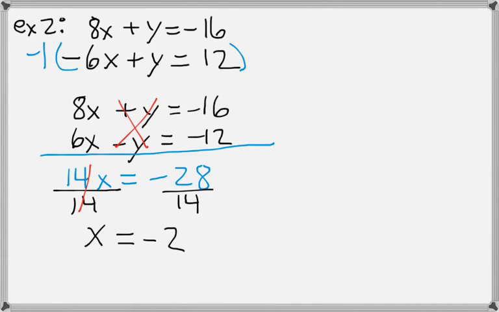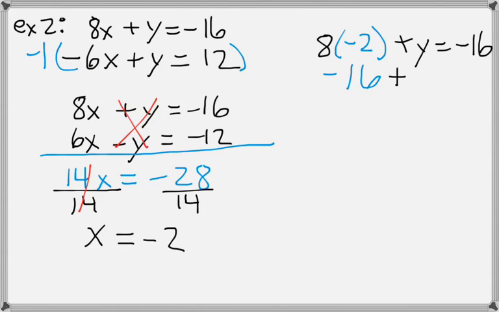Now we are ready for step 5. We need to substitute that back into one of our original equations. It does not matter which one we choose. I am going to substitute it into the first equation. So 8, instead of an x, I'm going to replace it with what x equals, negative 2. Then we had the plus y is equal to negative 16. Now we have to solve for the remaining variable. So 8 times negative 2 gives us negative 16, plus y is equal to negative 16.